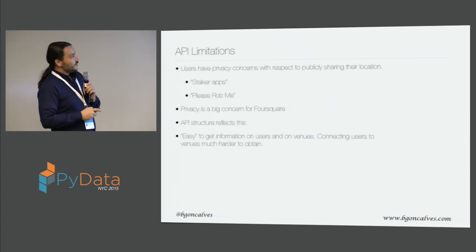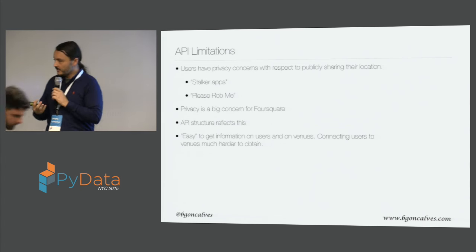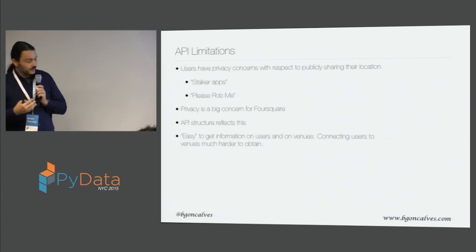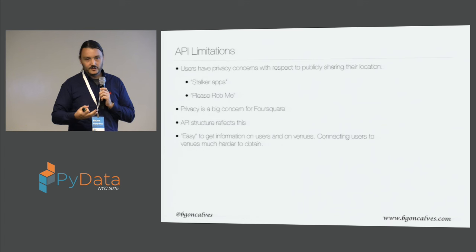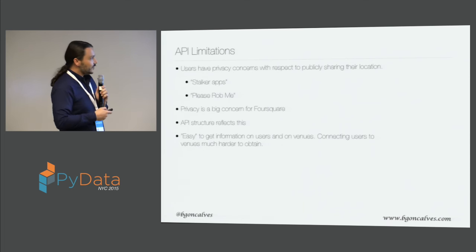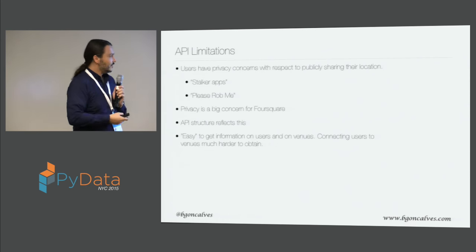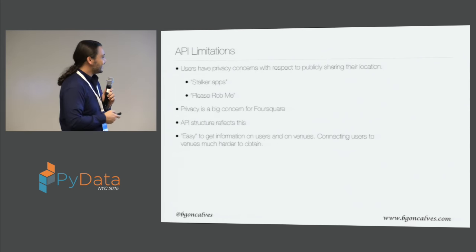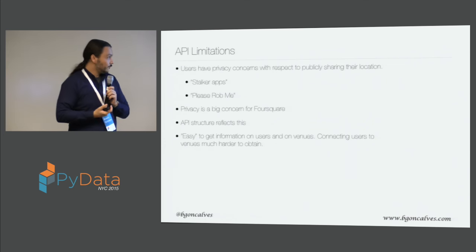Now, because of API limitations, in the beginning they were a lot more generous. Then they stopped being so generous, so they limited it a little bit. The reason for this is privacy concerns. In the beginning they were very generous, and then people came out with stalker apps, like "please rob me," saying, okay, look, this user is not at home, so you should rob them, advertising, that type of thing. And so they changed the API to reflect this.